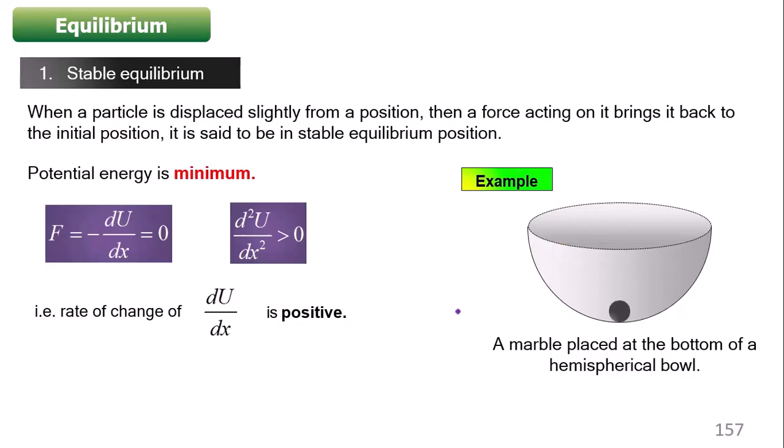So first we discuss stability. Stable equilibrium means that if I consider a marble placed at the bottom of a spherical bowl and displace the marble in this direction, the particle will move to and fro, up and down, and ultimately come back to its position. So it is the kind of equilibrium which is called stable.